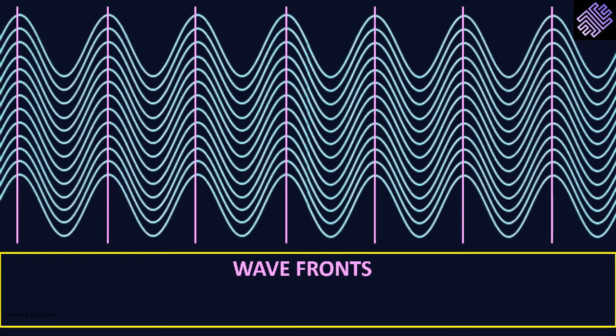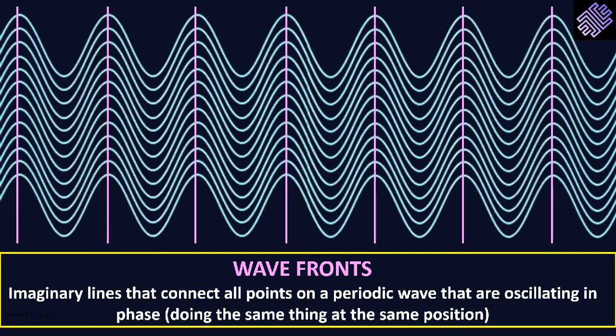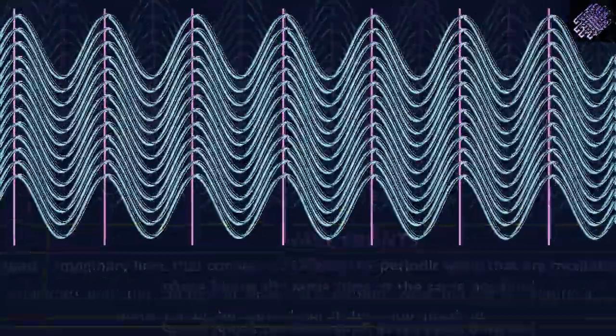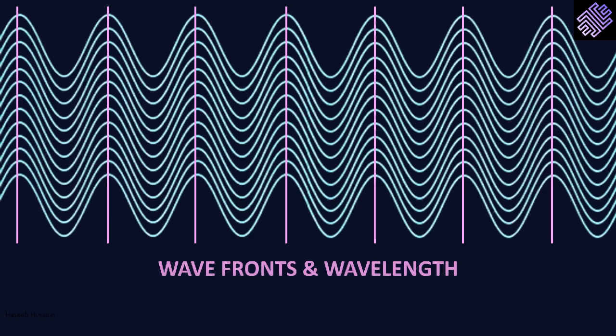A wavefront is defined as an imaginary line that connects all points that are in phase. In other words, those points on different waves that are in the same position and oscillating in the same pattern. In this case, we drew the wavefront line on successive peaks of different waves, and we know that the distance from one peak to the next is called wavelength. So wavefront and wavelength are related.